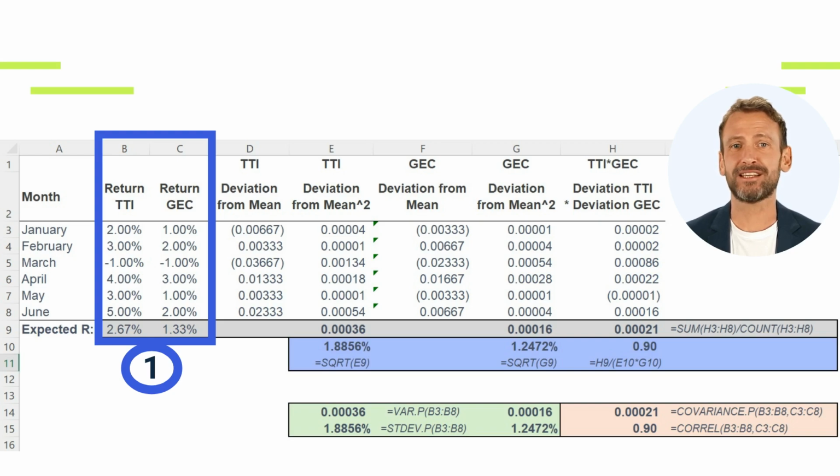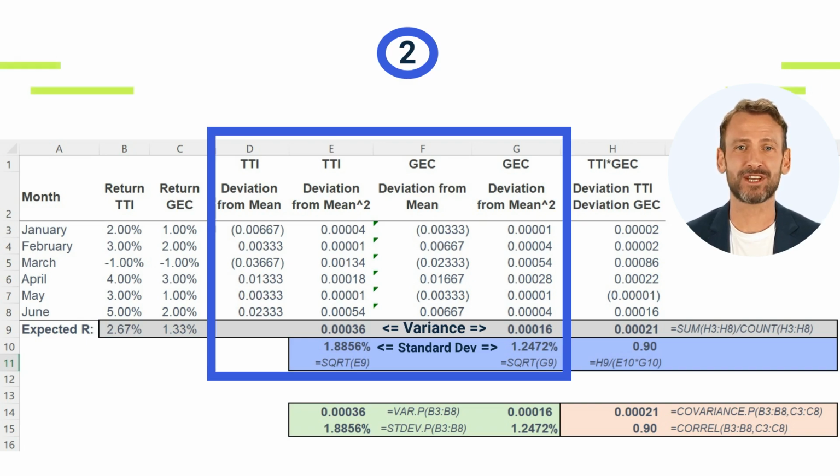The first step is to calculate the average return separately for each firm, TTI and GEC. This average return is the result of adding all the monthly returns divided by the number of months of data. We can also interpret it as the return we predict for each of these firms looking forward. After calculating them, these returns are 2.67% for TTI and 1.33% for GEC.